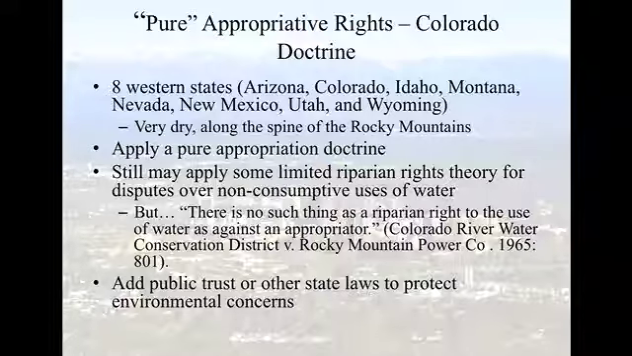There's no such thing as a riparian right to use the water as against an appropriator. The appropriators dominate, and their rights take precedence over any riparian rights. Some states add in a public trust angle, and we'll talk about that later on, or other state laws to keep some water at least in the rivers, like minimum in-stream flow for environmental purposes, but that doesn't inhere in the rights themselves. That's something else that the states add on to it.